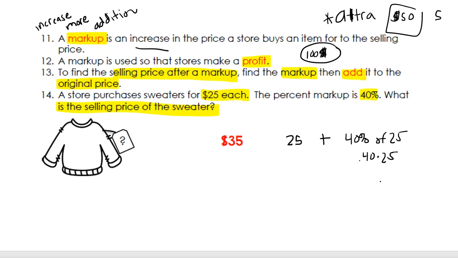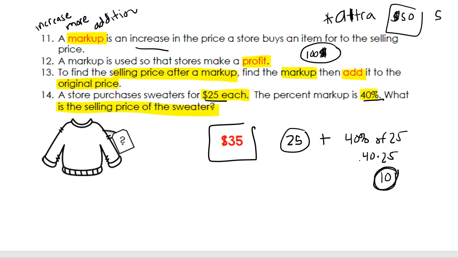And if you multiply 0.40 times 25, you get 10. And that's because 40% of 25 is 10. Now this is going to be the markup. So they are going to take the $25 that they bought the sweaters for, add an additional $10, and then they're going to sell the sweaters for $35.